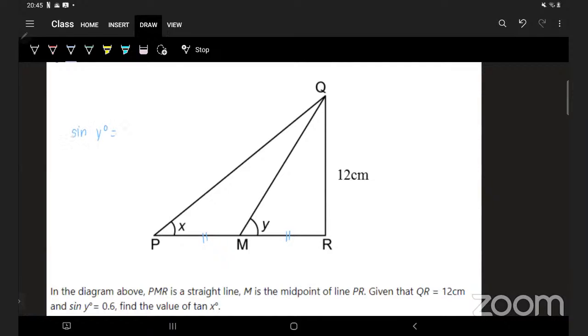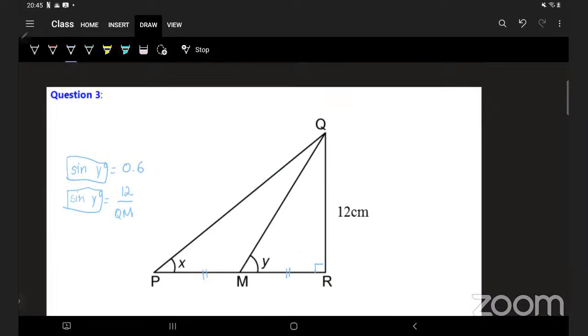So we know that sine y degrees is equal to 0.6, and we also know that sine y should be equal to opposite over hypotenuse, right? The opposite should be this QR over here, and the hypotenuse should be this QM. Let's just draw the rectangle there. So sine y should be equal to 12 over QM.